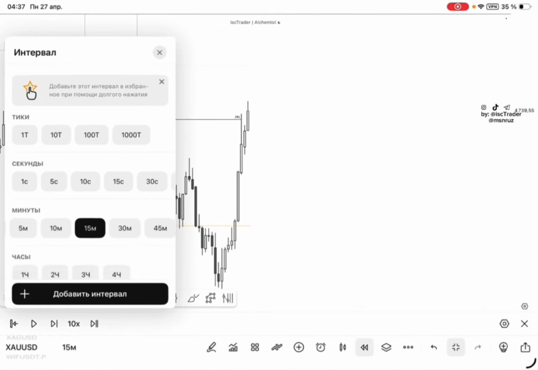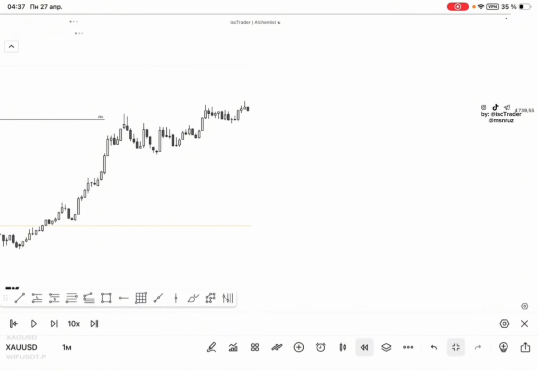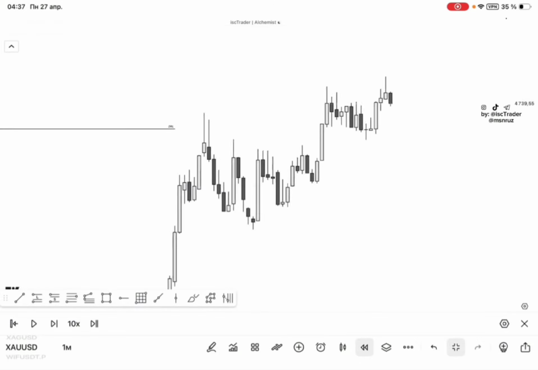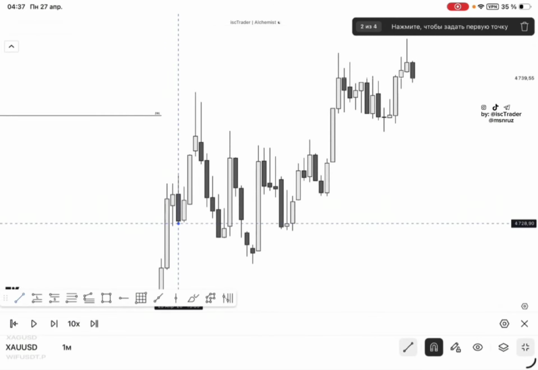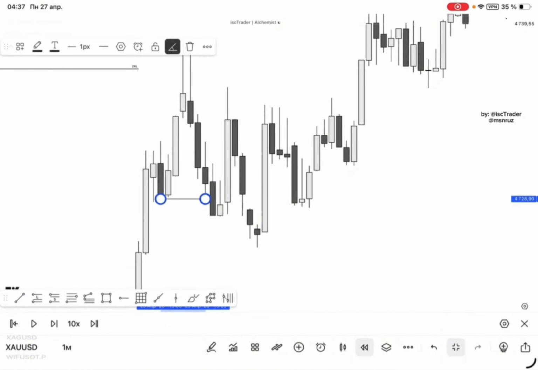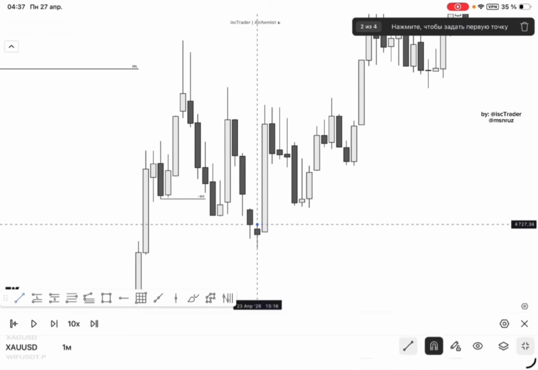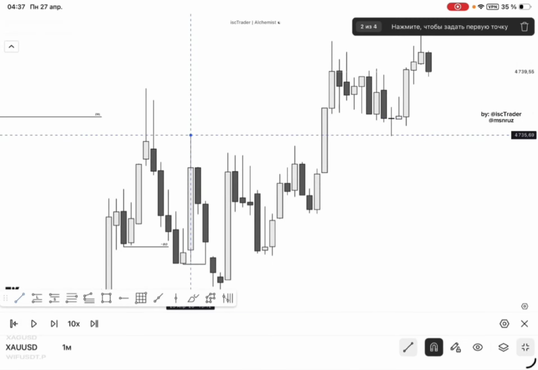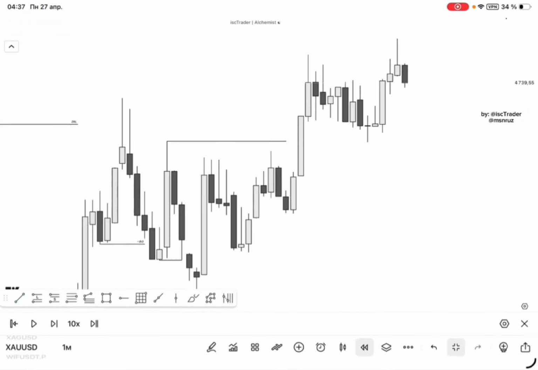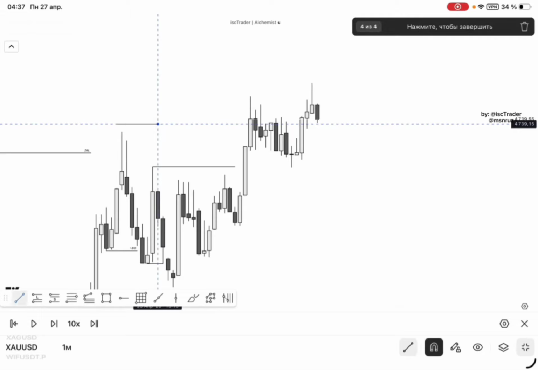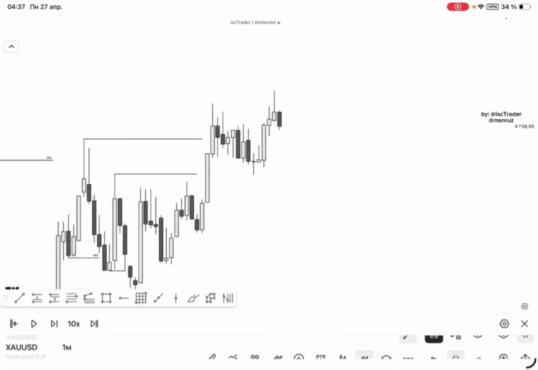Inducement. And on the 1 minute time frame, we should wait for a confirmation. The breakout. And the second breakout in the inducement. And here, there was no confirmation for the market. There was no confirmation for us to enter the market.